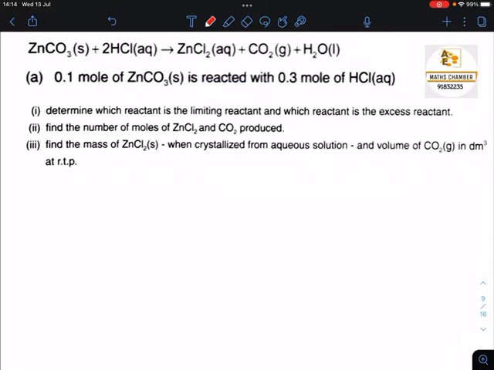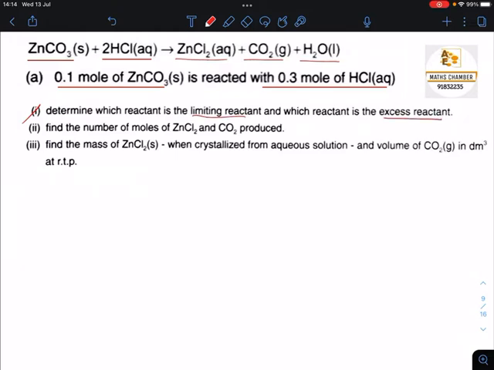So what we have here today is zinc carbonate reacting with hydrochloric acid, producing zinc chloride, carbon dioxide and water. We are given 0.1 mole of zinc carbonate reacted with 0.3 mole of hydrochloric acid. The first part is that we are required to determine the reactants, which one is the limiting reactant and which one is the excess reactant.